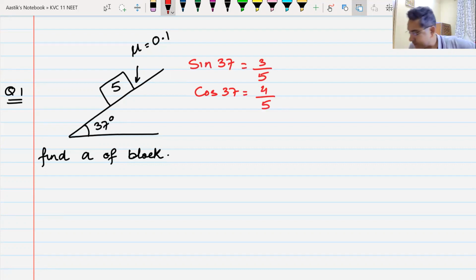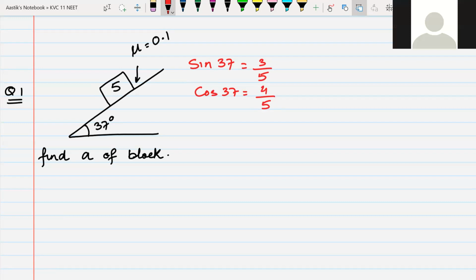And here comes a question. You have got a block kept on an inclined plane at an angle of 37 degrees. The value of mu is given as 0.1. You are supposed to find out the acceleration of the block, and you have 2 minutes to give me the answer. Right or wrong, give me the answer. Doesn't matter whether the answer is right or wrong. You must try. These are the questions that you will get in the examination hall.